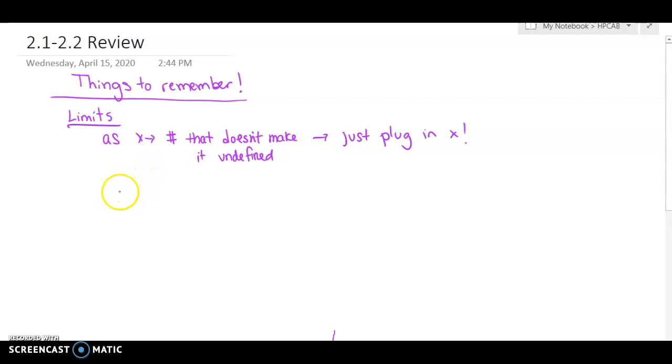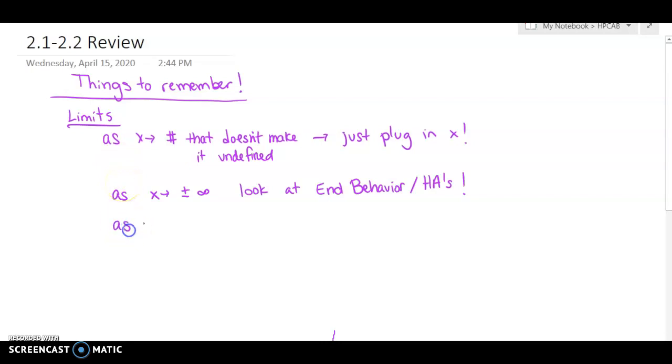The other ones are a little bit more tricky. If it is as x approaches plus or minus infinity, you're going to need to look at the end behavior or horizontal asymptotes. Remember we did stuff with the end behavior model. So we're going to look at the end behavior or horizontal asymptotes, and I will do some examples to show you the differences.